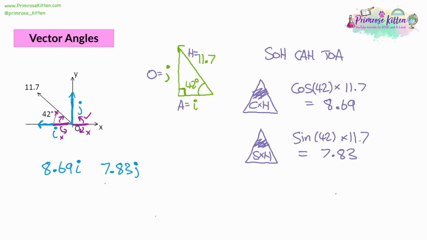If the angle's measured from the y-axis, then what you need to do is take it away from 90 to make it so you've got the equivalent angle from the x-axis. These have to be measured from the x-axis.